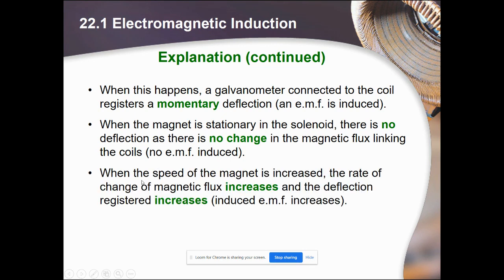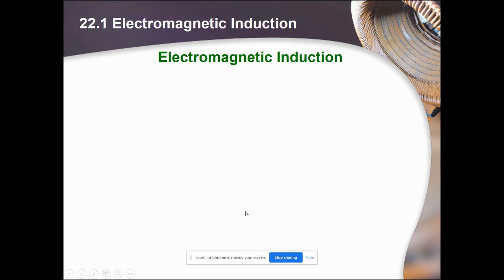And lastly, when the speed of the magnet is increased, the rate of change of the magnetic flux increases, and therefore the deflection also increases. When we move faster, the continuous intersection of the magnetic field lines with the coil also increases, and because this rate of change of magnetic flux increases, the deflection will be more, which means that the induced EMF increases and the induced current also increases.